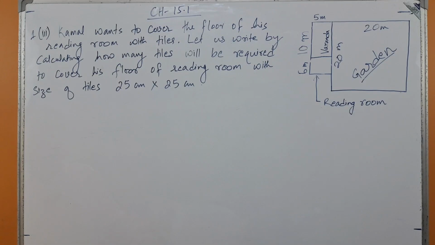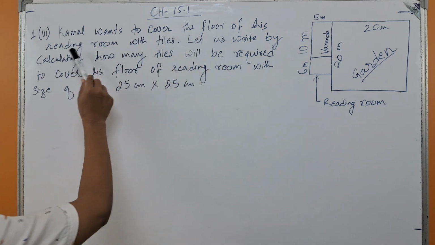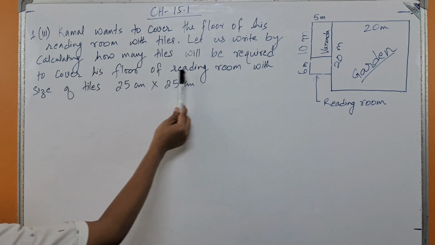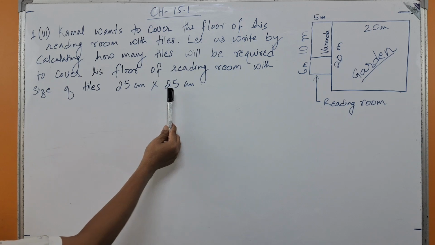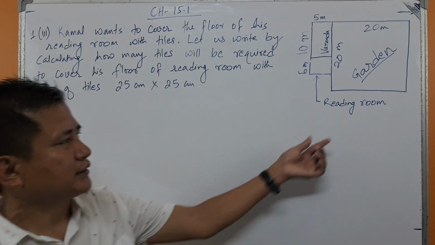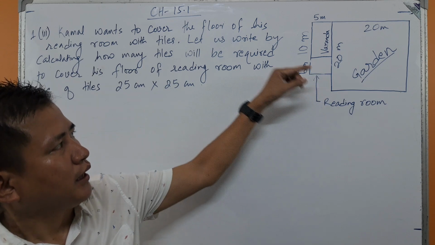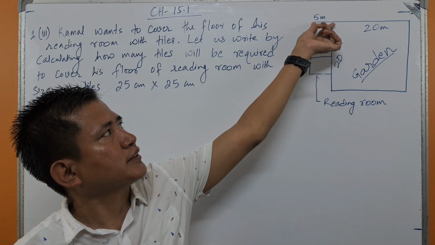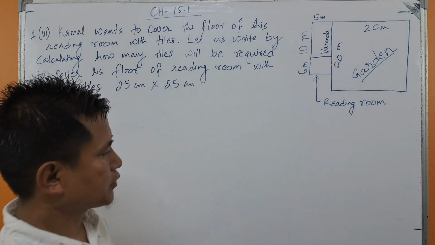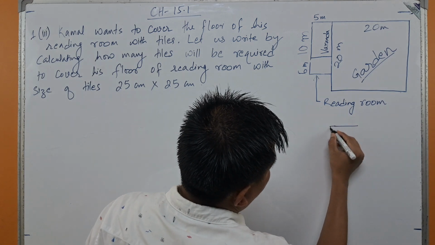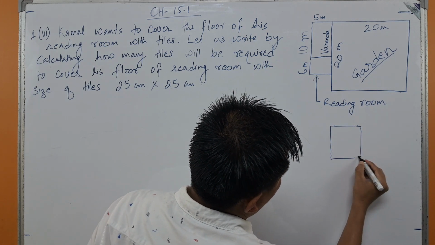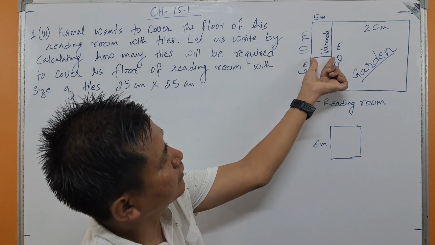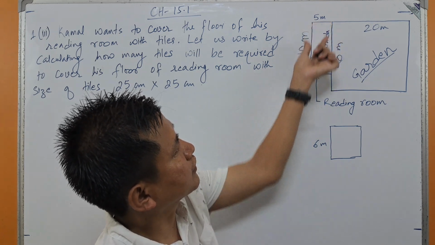Okay, question number 3 of 1. Kamal wants to cover the floor of his reading room with tiles. Let us write by calculating how many tiles will be required to cover the floor of his reading room with tiles of size 25 centimeter into 25 centimeter, isn't it? So we can see the reading room here. Sides of the reading room are 6 meter into 5 meter. Length of this rectangle is 6 meter and the breadth is 5 meter.